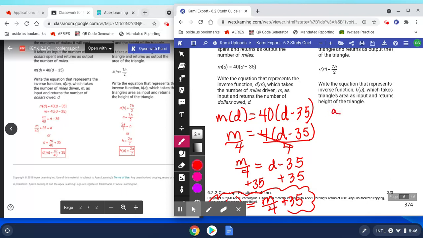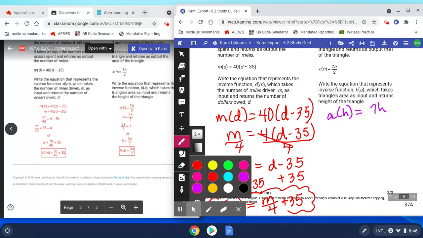So let's take the original a of h. Let me change my colors here. Hang on. 7h over 2. And we're just going to make it an a. I'm sorry, an a.